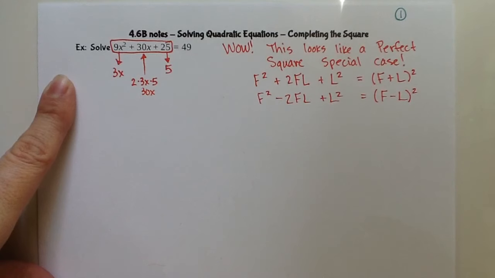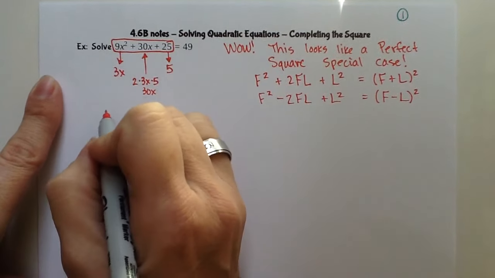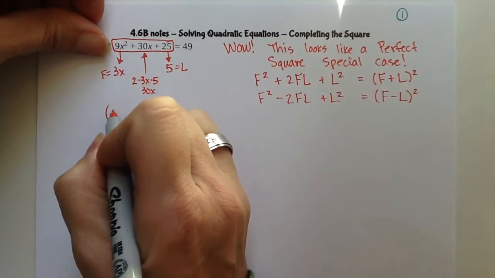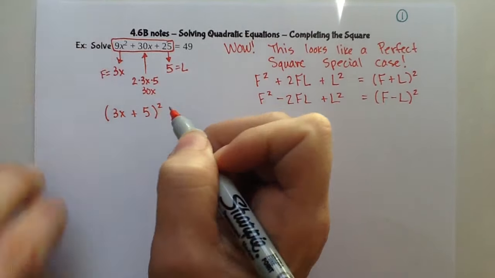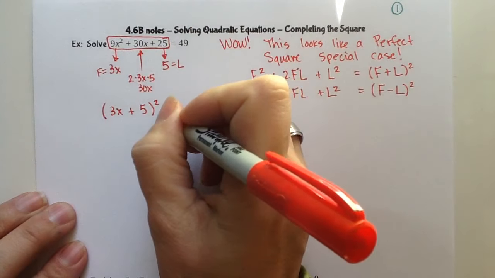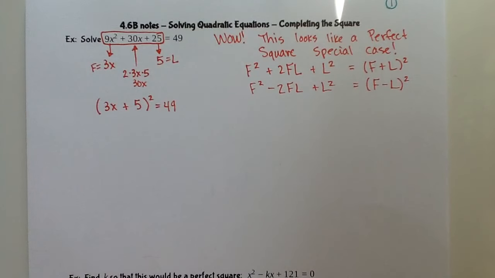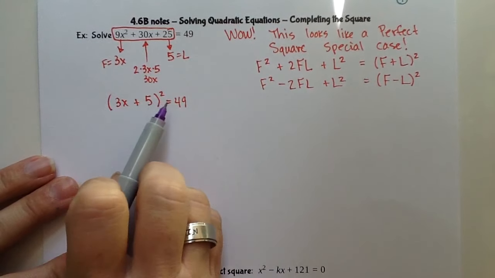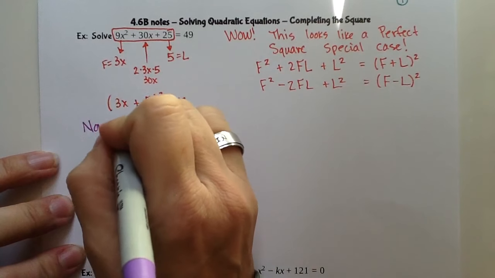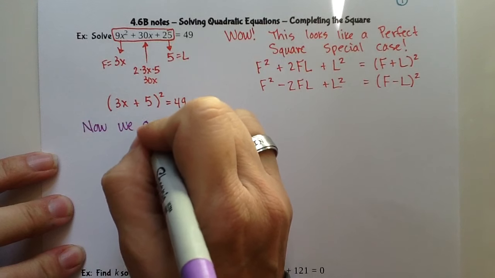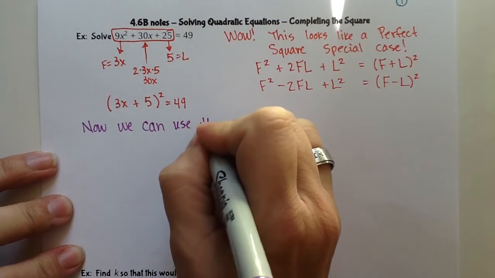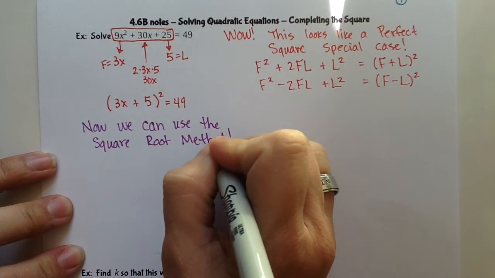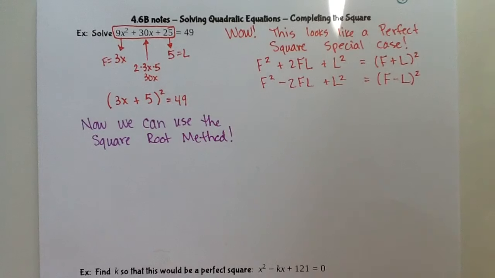So it is a perfect square special case, which means I can factor it into, remember this guy was f, this guy was l, so it's going to factor to be 3x plus 5 squared. And then it's still going to be equal to the 49 that was on the other side. Now, how does that help us solve this? Well, I'll tell you how. Now we have something we can use the square root method with, because we have a square term and a number with no x term. In fact, this kind of resembles how it would end up if we were using completing the square.